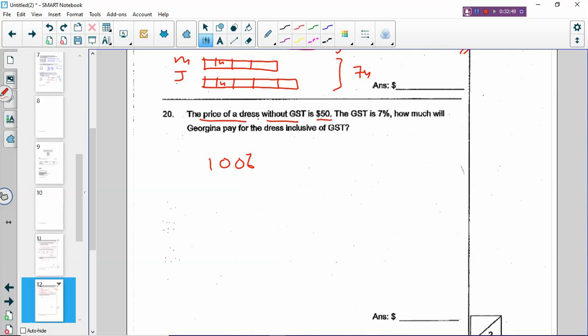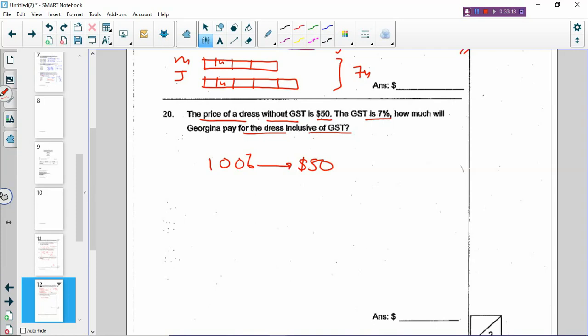The moment you have a GST added, or the moment you have a discount added, then it's no longer 100% already. It will become something different. So you always start with 100%, which is a very clean number. And then this 100% will be the $50, right? And of course, you will start to find 1%. The GST is 7%. So how much will Georgina pay for the dress, inclusive of the GST?